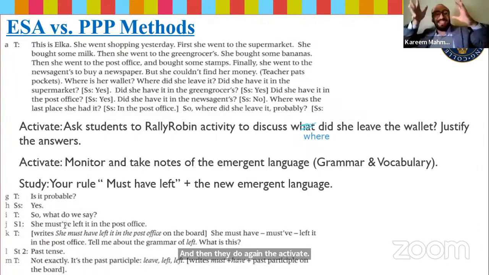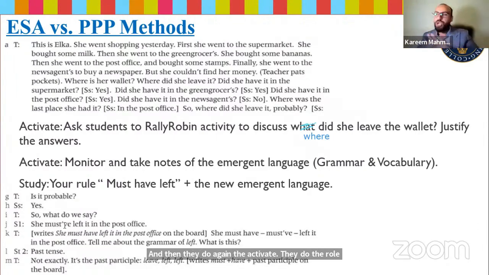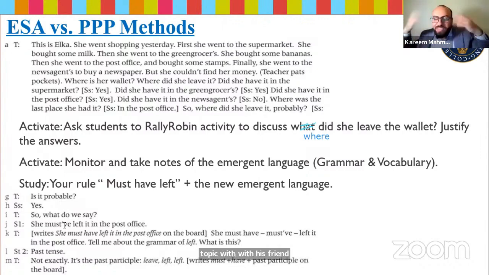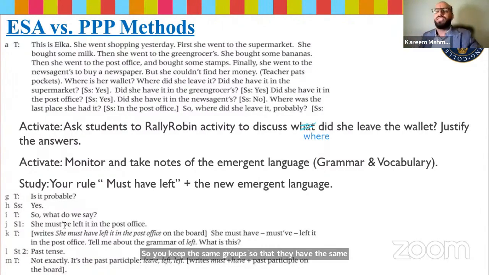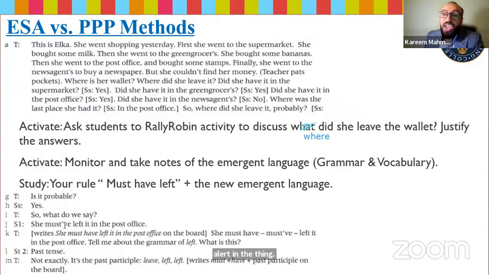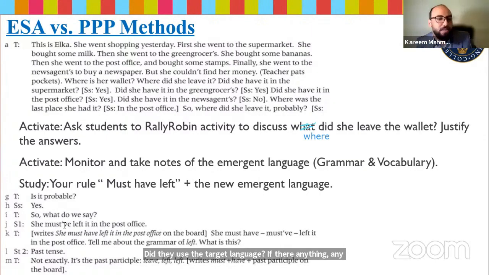So you get the same exact two persons. Don't change the people, so he had a chance to discuss this topic with his friend. So you keep the same groups so that they have the same ideas. And then later on, you start to assess: have they learned anything? Did they use the target language? Has any language, any piece of vocabulary or grammar, emerged again?